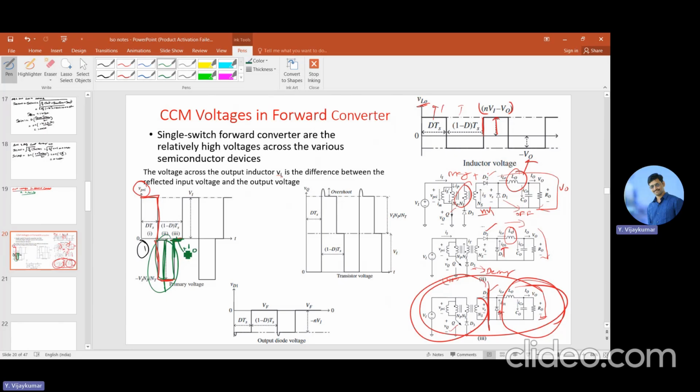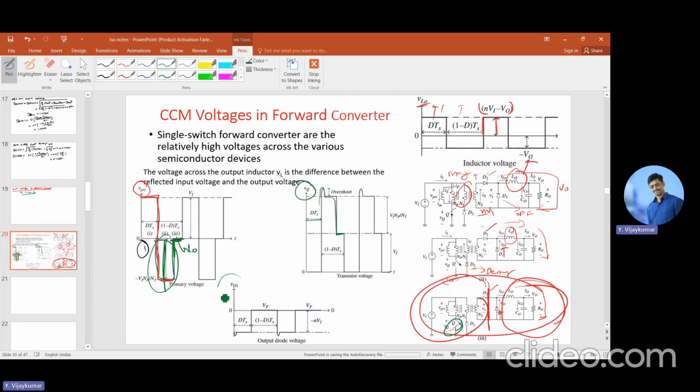And if I talk about the switch voltage, the VQ transistor voltage, this is the switch that we have used. During this 1 minus D into TS period, there is an increase in the transistor voltage peak here. And next, up to 1 minus D times, there is again demagnetization. And in the third stage, there will be no conduction. So this will keep on repeating.